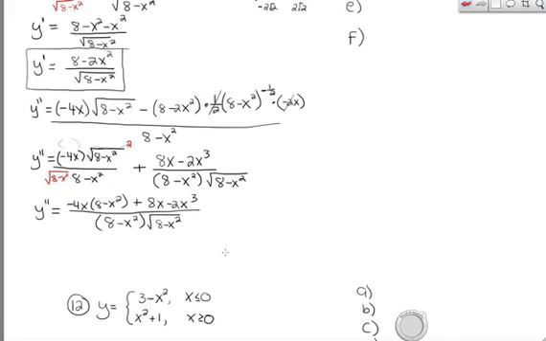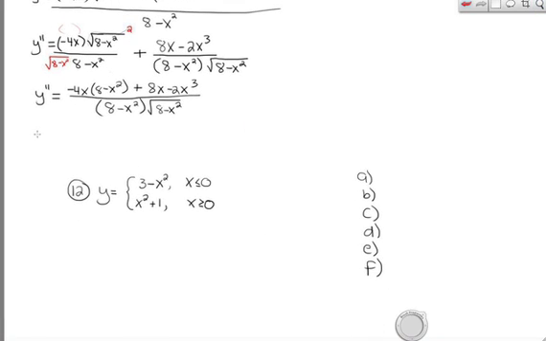Alright, a lot of this is going to get erased. Let's squeeze one more line in here. Distribute the negative 4x, negative 32x plus 4x cubed plus 8x minus 2x cubed, over 8 minus x squared, over 8 minus, or under the square root.